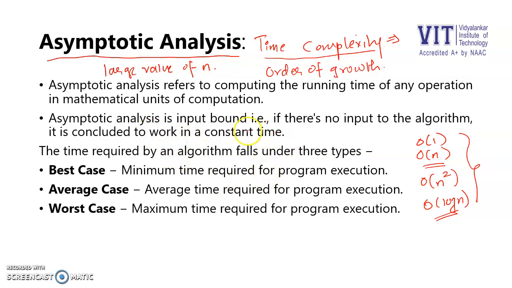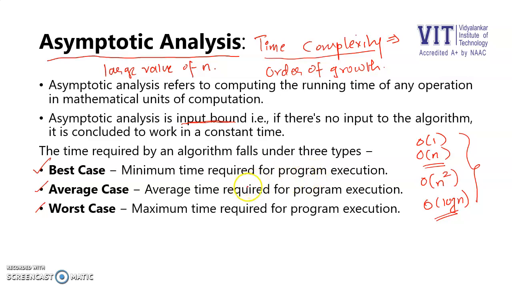Now, when it comes to asymptotic analysis, it is input bound. It depends on the value of n. Please remember, it depends on the value of n. How will my time complexity vary if the input is varied? Depending upon this, we have the analysis to be done on three different cases: best case, average case, and worst case. Now, when it comes to best case, it is the minimum time required by the program execution. It means for the given input, my algorithm will take minimum time. कम से कम time में execute होगा.